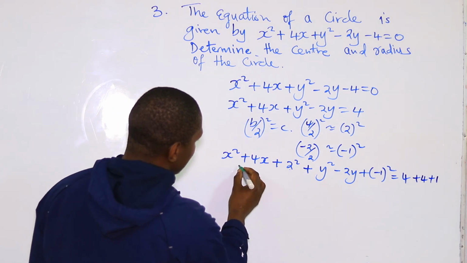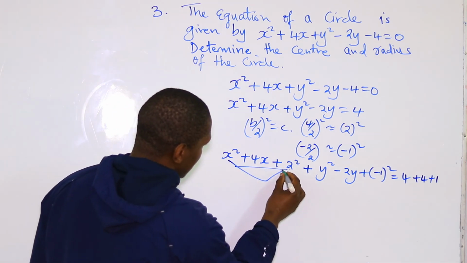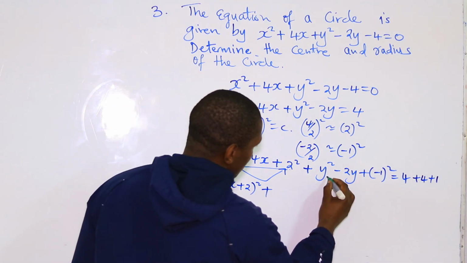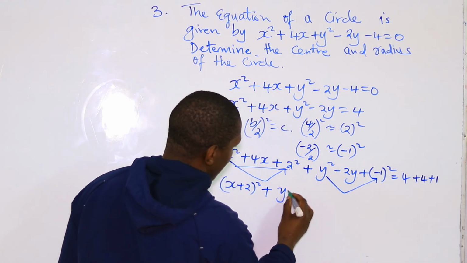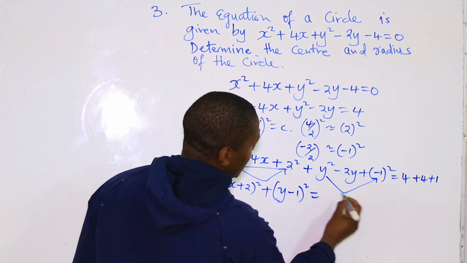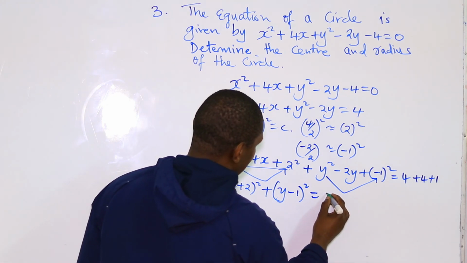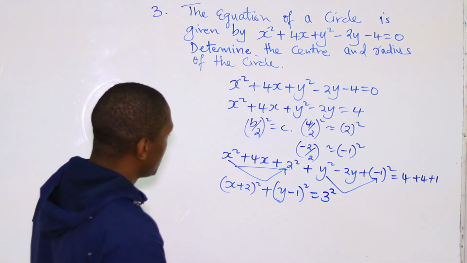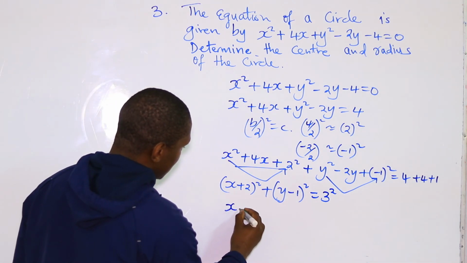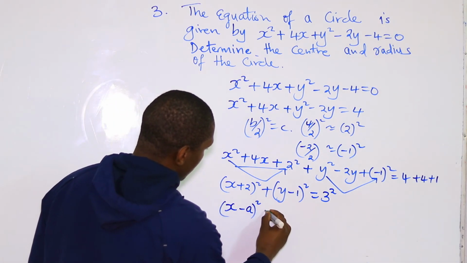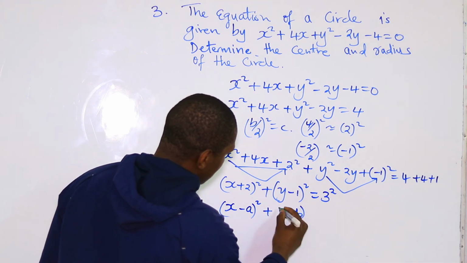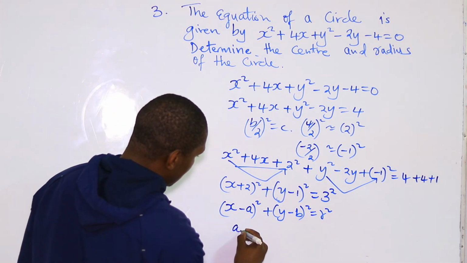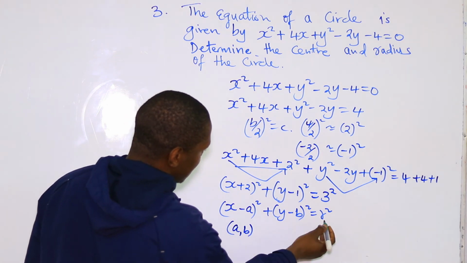Factorizing this part, we'll have (x plus 2) squared plus, you take y and negative 1, so (y minus 1) squared equals 4 plus 1, that is 9, which is the same as 3 squared. Remember, we said the general equation of a circle is (x minus a) squared plus (y minus b) squared equals r squared. So the center is usually (a, b), and the radius is r.